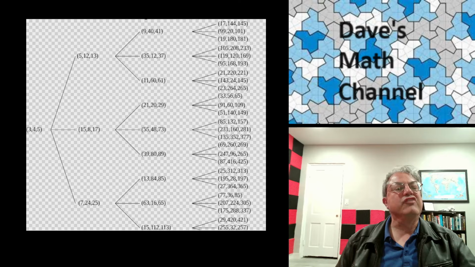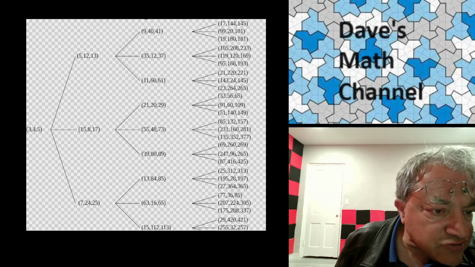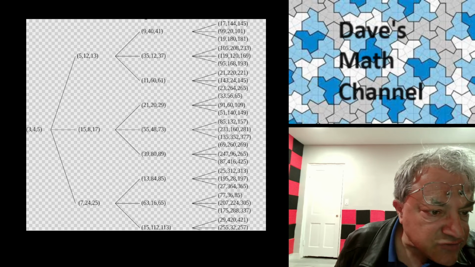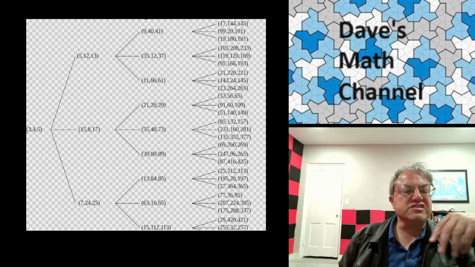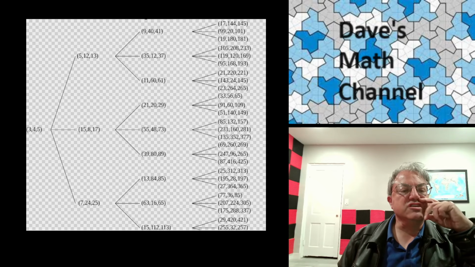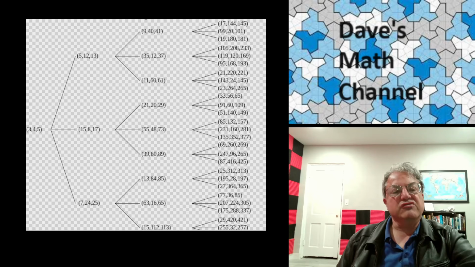Again, you start with 3, 4, 5. This time you get different primitive Pythagorean triples on the first level. This time you get, it looks like, 5, 12, 13, 15, 8, 17, and 7, 24, 25. I believe they were different on the previous slide. So this is a different tree. But once again, it gives you the exact same set of primitive Pythagorean triples.